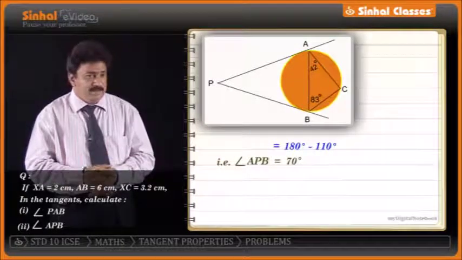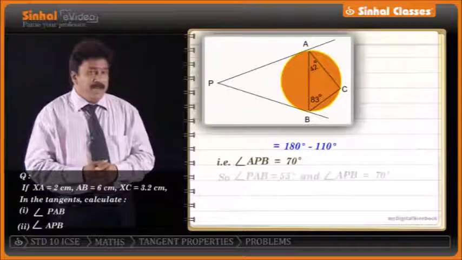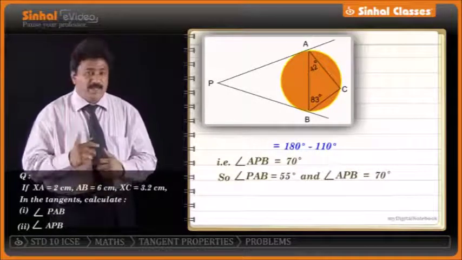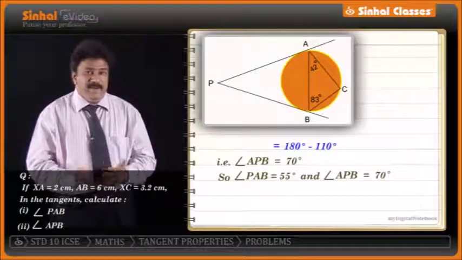So I got the answers. The first answer is: measurement of angle PAB is 55 degree. And the second is: measurement of angle APB is 70 degree.